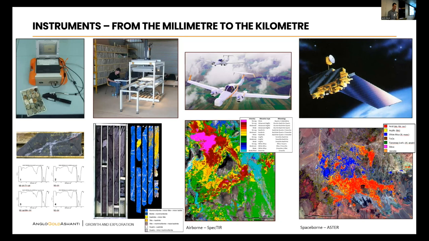So analysing drill core, we have a pixel size of about 1 millimetre or 0.5 millimetre. We take the sensor further away, we put it into a plane, and we start to have a pixel size of about 1 to 3 metres. We take that same type of sensor up into orbit. We've got a spaceborne sensor there. That's ASTER, and we've got a coarser resolution yet.